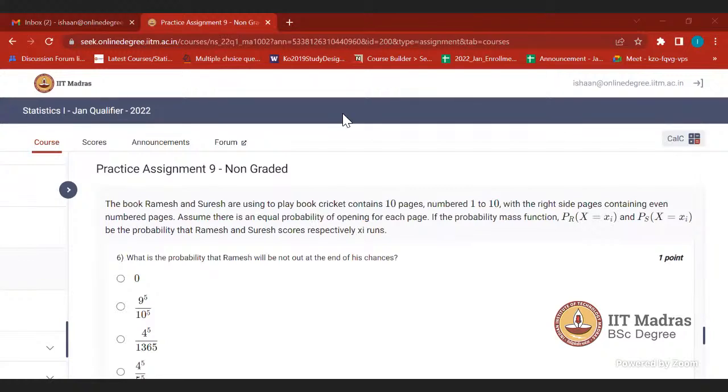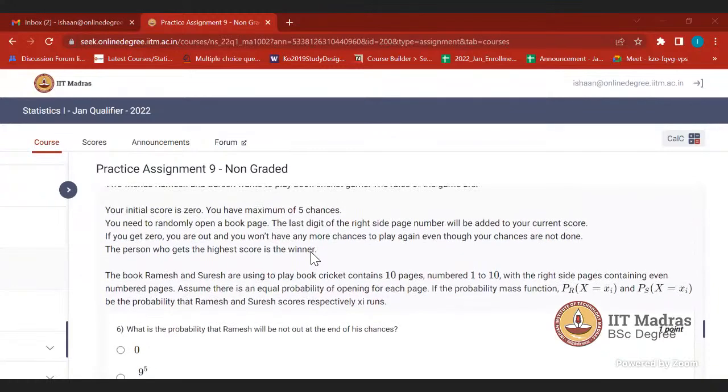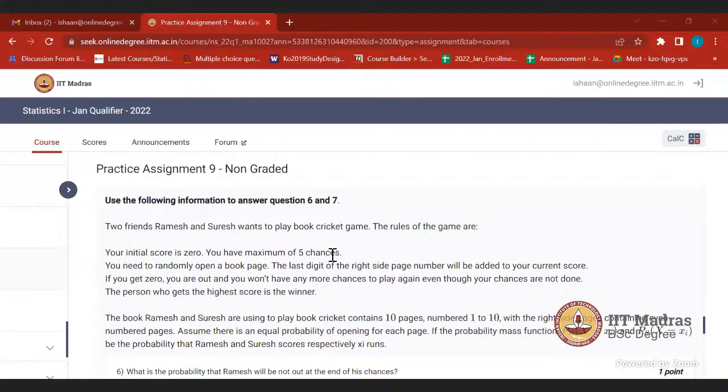Well, let's see. We are playing with 10 books numbered 1 to 10. What is the probability that he will be knocked out at the end of this? Your initial score is 0, with a maximum of 5 chances. The last digit of the right side page will be added to your current score, right?